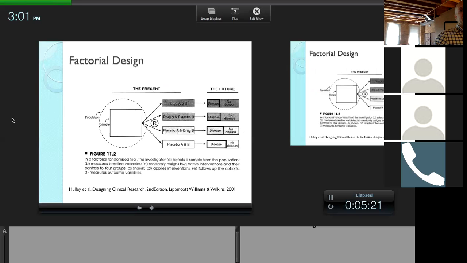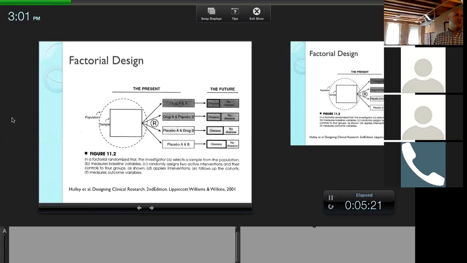So this is a sort of terrible diagram of a classic drug factorial design. You take our sample from a population, you randomize them. We've got two drugs, drug A and drug B. So one group get drug A and B, one group get drug A and placebo, one group get placebo and drug B, and one group get both placebos. Yeah, and then we can tell quite a lot. We can infer more things because there's a higher number of comparisons.